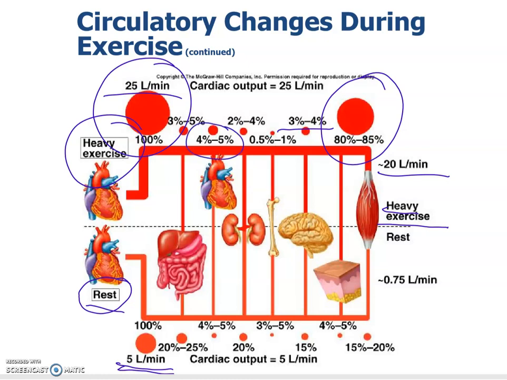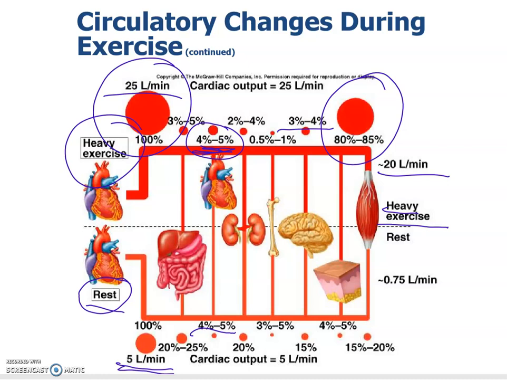Now let's take a look at the heart. The heart was getting 4 to 5% of the cardiac output when it was at 5 liters per minute. It's still getting 4 to 5% now that we're in heavy exercise. So that means the heart is working harder, it's pumping faster and stronger, and so it needs to get a little bit more blood overall, so total amount. So it's still getting 4 to 5% of a new cardiac output of 25 liters per minute.